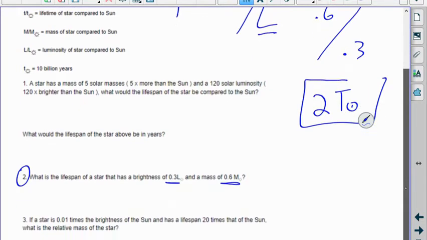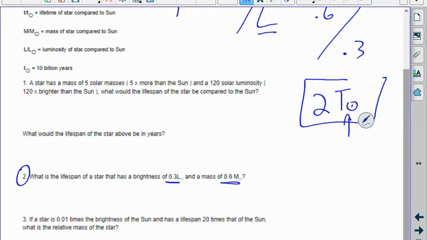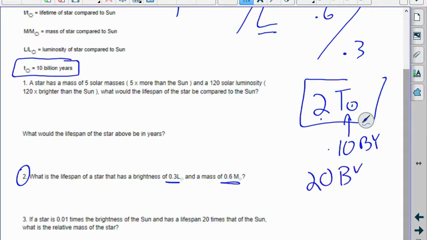If it asks for how many years that is, just know that the lifetime of the sun, and I give you that right here, the lifetime of the sun is 10 billion years. So if I plug in 10 billion years, I just do 2 times 10, and I come up with 20 billion years. So if it asks for years, you can leave it like that, you don't have to write out all the zeros per billion years. You can just say 10 billion years times 2, and then you come up with 20 billion years.